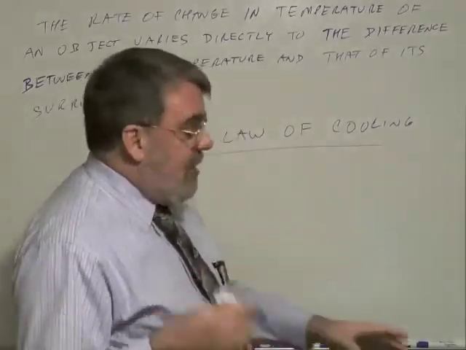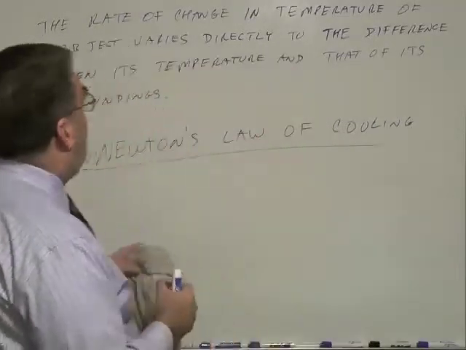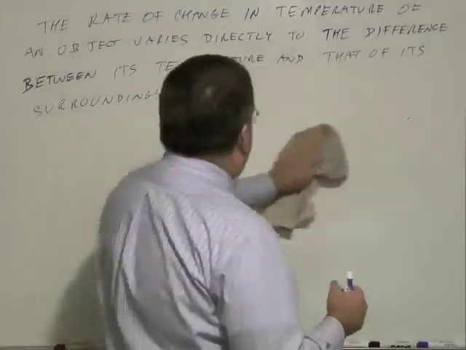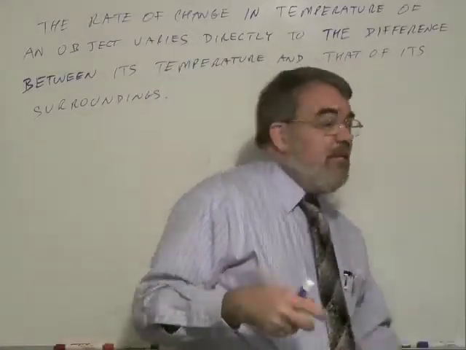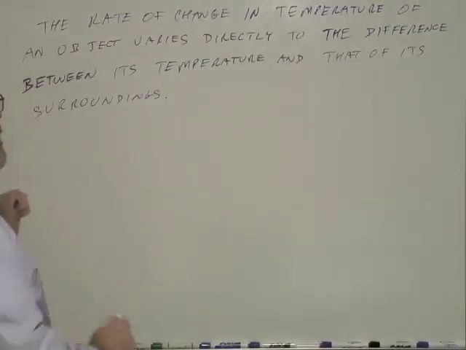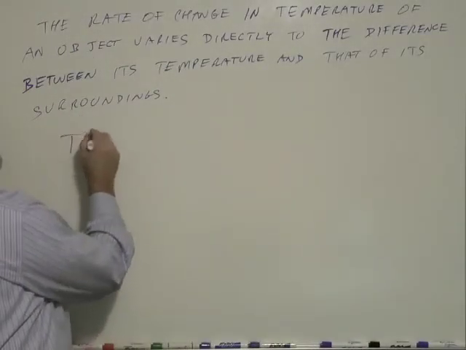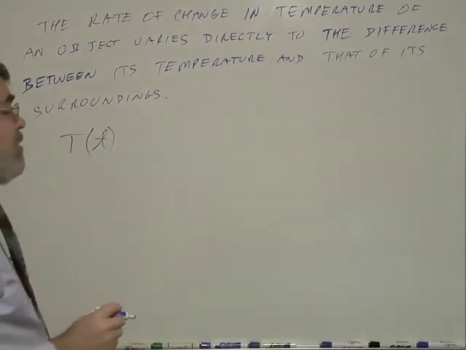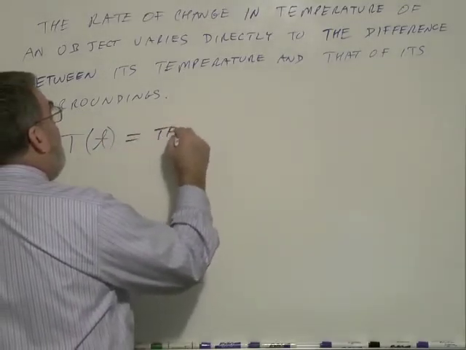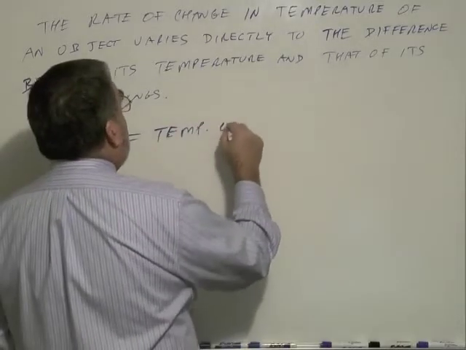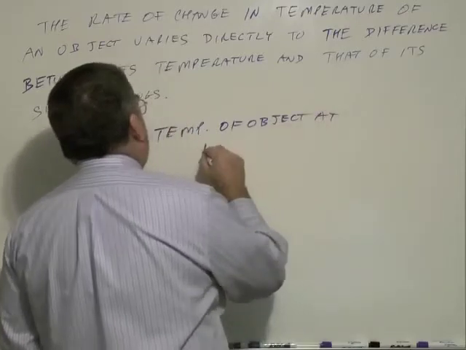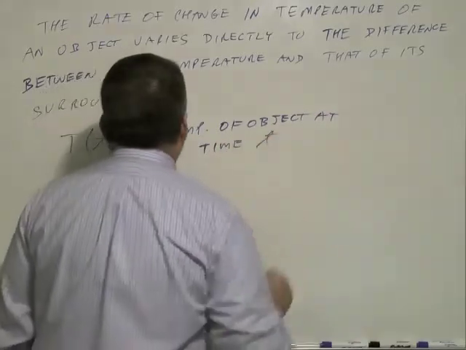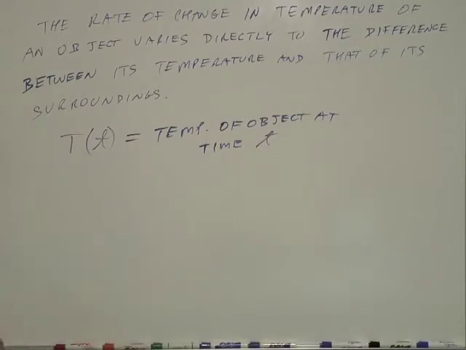So, let's translate this to mathematics. It's actually a fairly simple calculus-like relationship. How about we say that capital T of little t represents the temperature of the object at time little t. So big T, little t. Big T is temperature, little t is time.